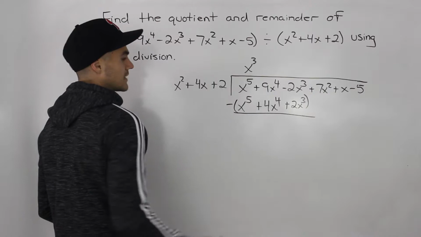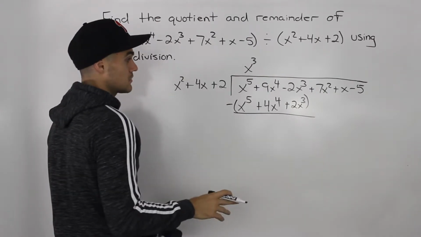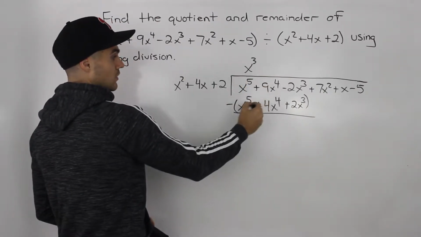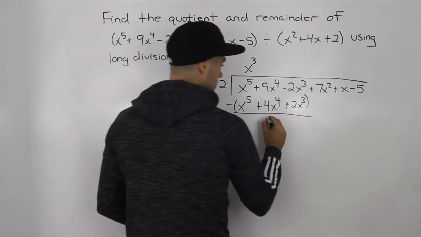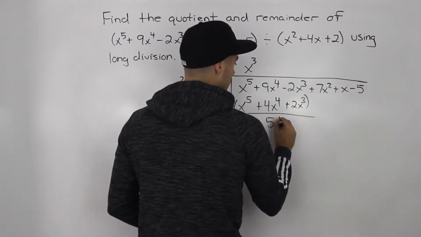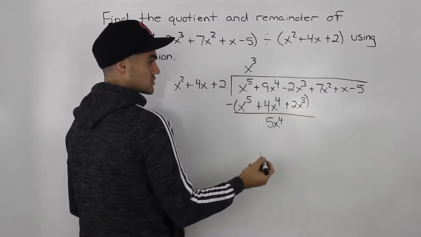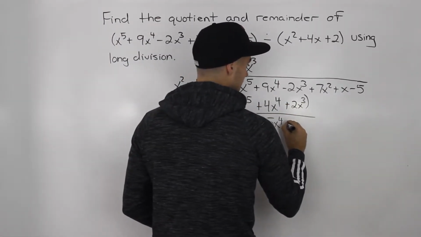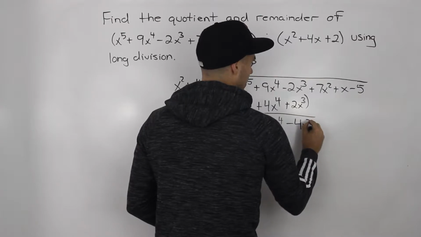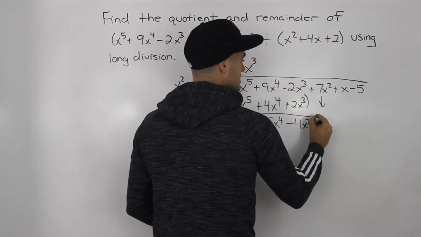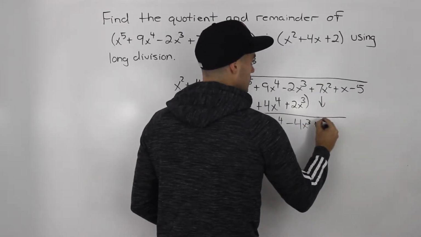So x to the 5 minus x to the 5, those cancel out to 0. 9x to the 4 minus positive 4x to the 4 would give us 5x to the 4. And then negative 2x cubed minus 2x cubed would give us negative 4x cubed. And then let's bring this 7x squared down as well.